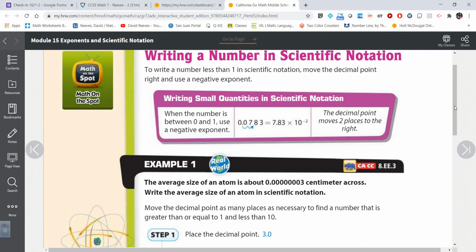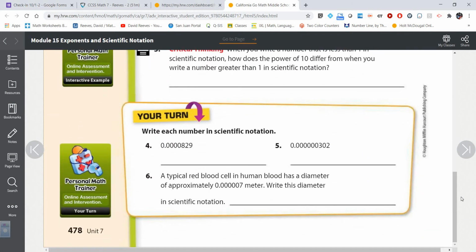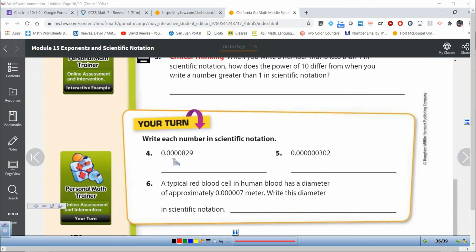Alrighty, so let's look at converting some small numbers into scientific notation. So again, you always start where the decimal is. All right, and this time I have to move it this way. 1, 2, 3, 4, 5 places.